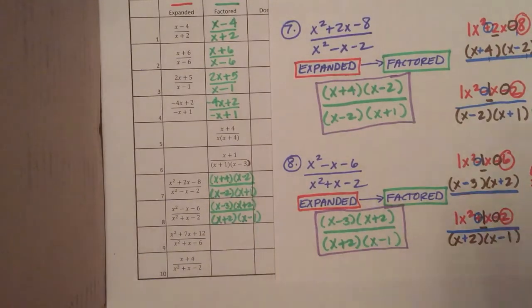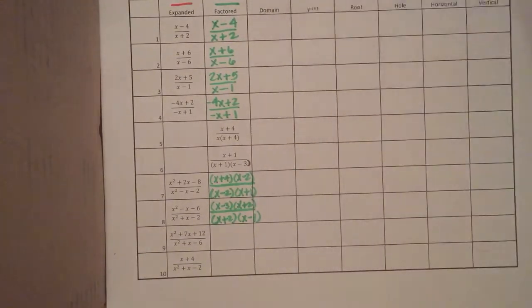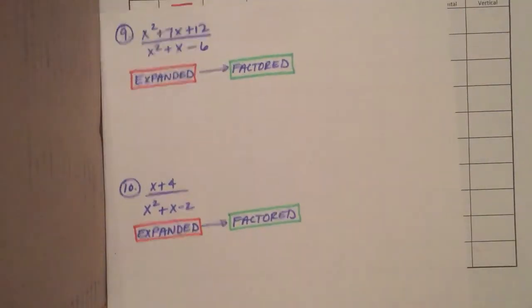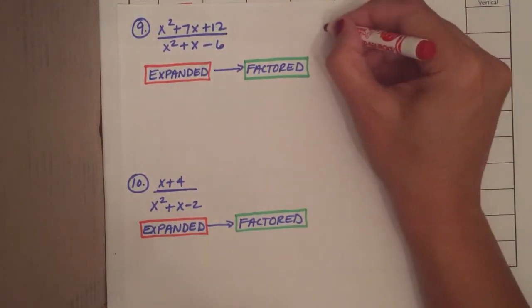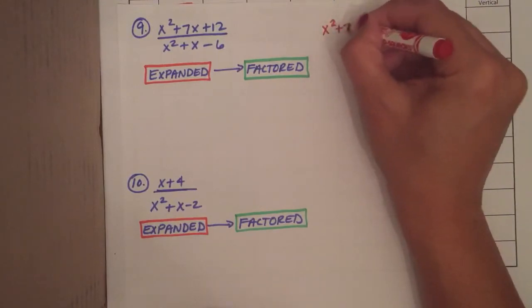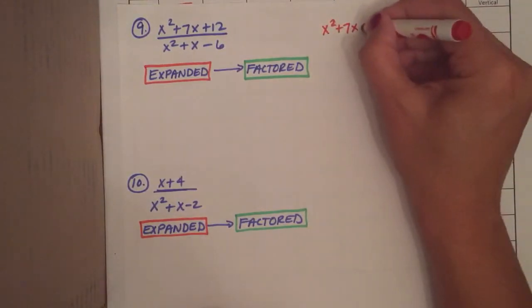So I've got two more. I've got number 9 and number 10. We're going to go ahead and complete those as well. So let's look at number 9. Once again, we are in expanded form and we are converting to factored form. So I'm going to take my numerator first. I've got x squared plus 7x plus 12.